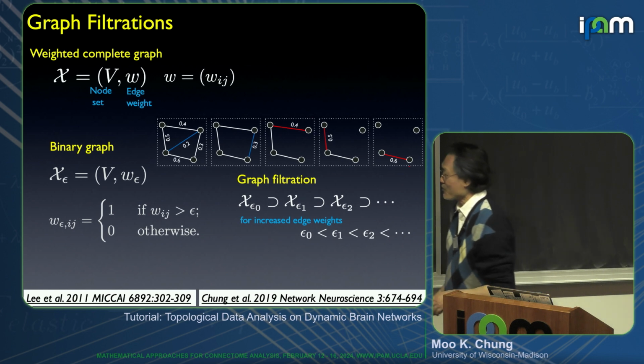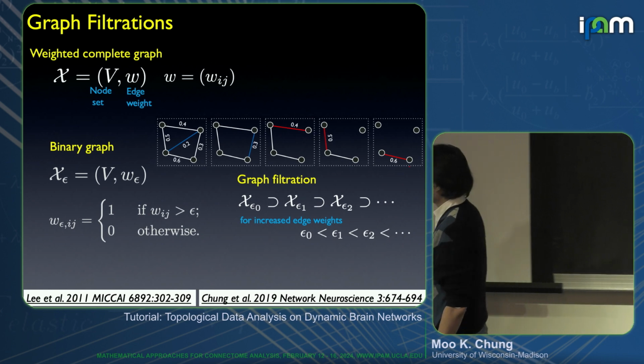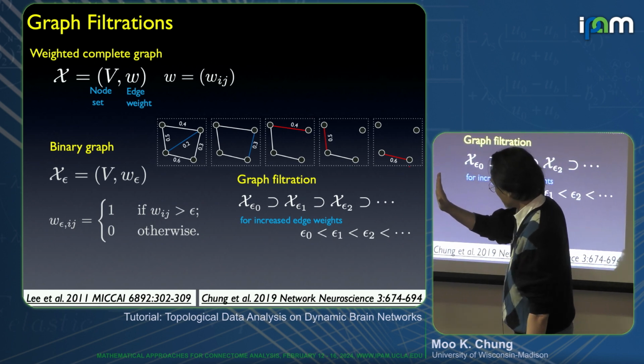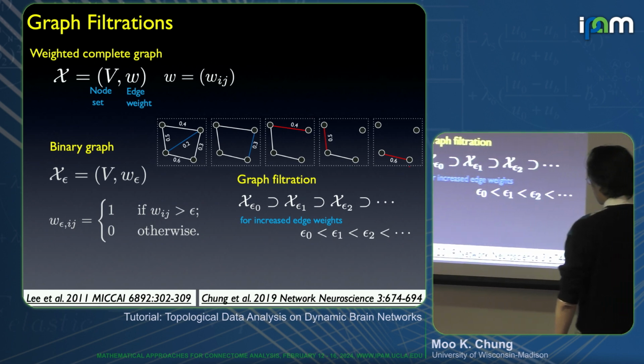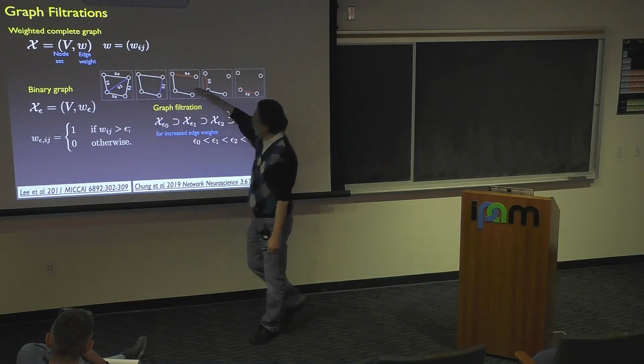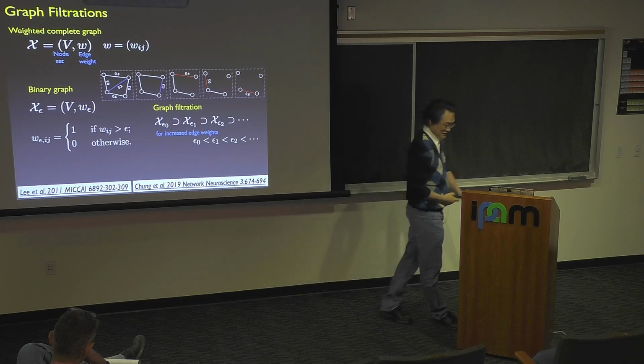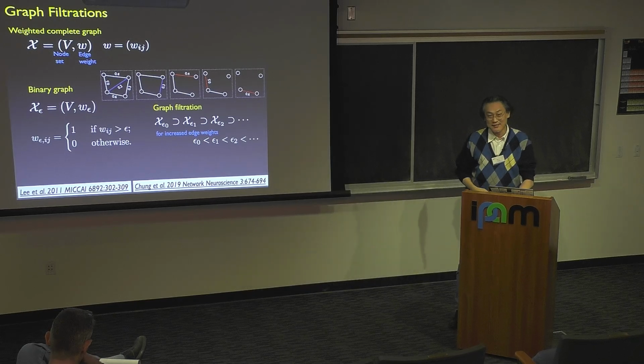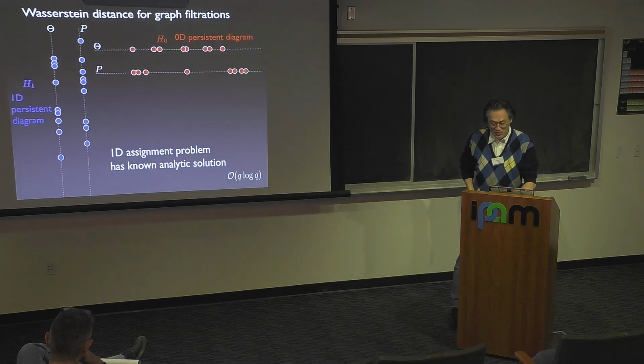This is what we call the graph filtration. In order to go through this kind of multi-scale approach, we simply delete one edge at a time and look at the topology. That's the idea. From this simple idea, we do a lot of things.